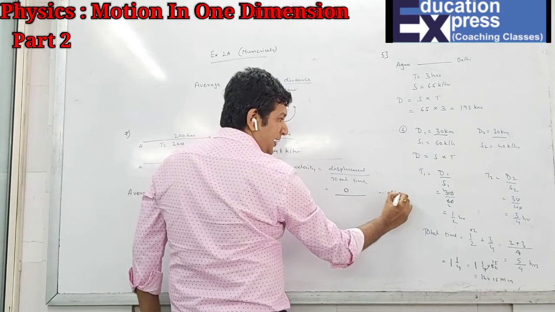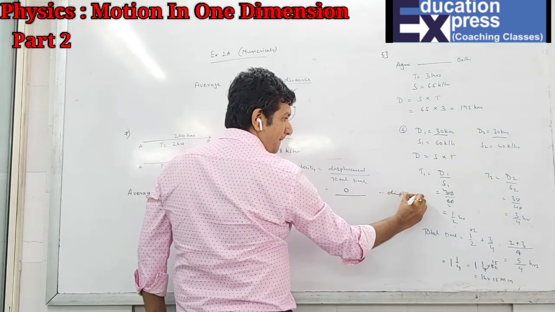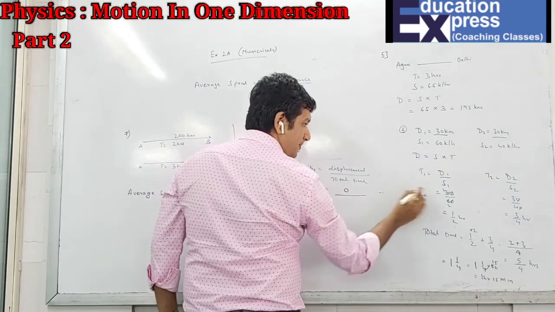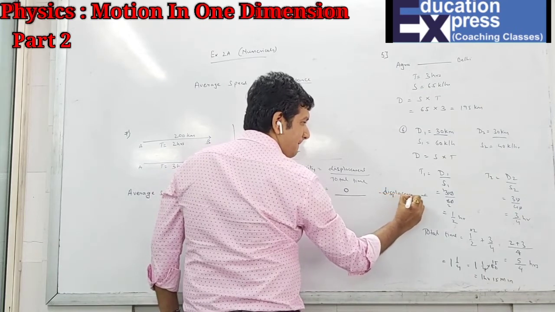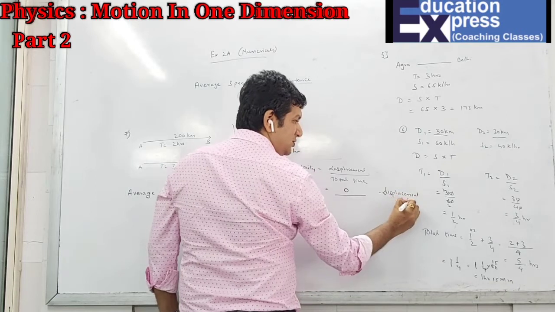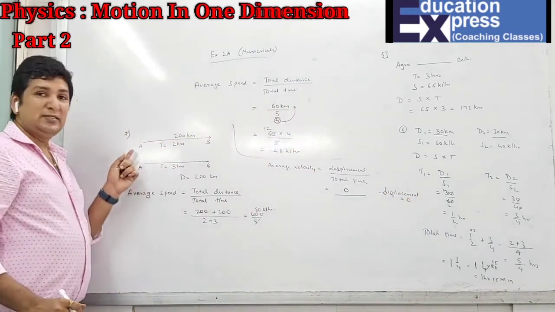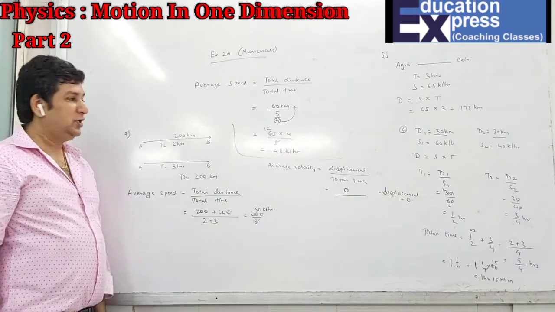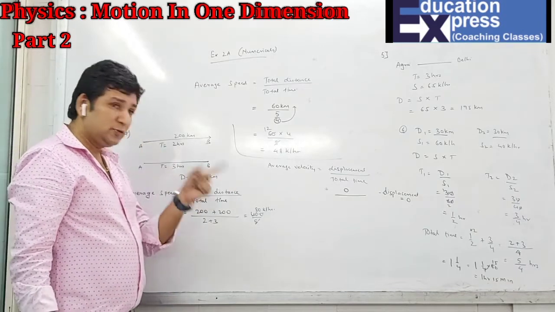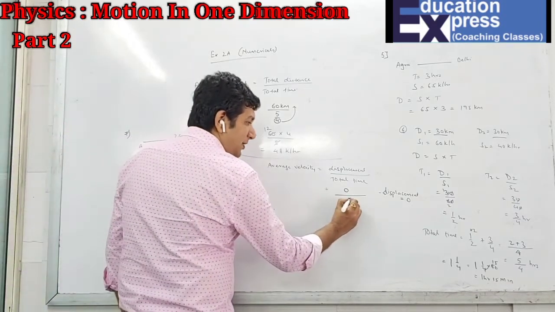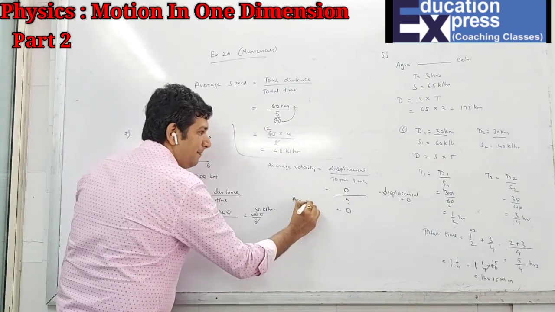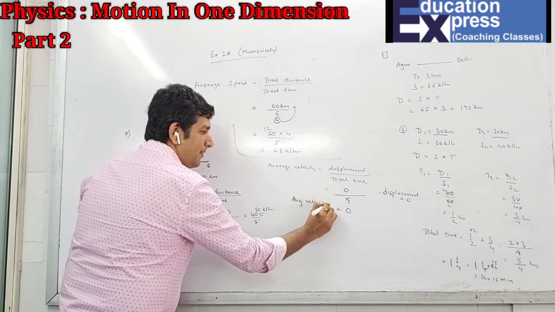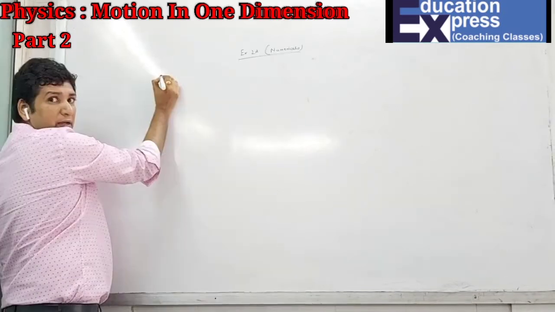I have taken the displacement equals to 0 because the body is coming back to its initial position. Hence your displacement is 0, total time is 5, but 0 upon anything is 0. So average velocity will be 0. Eighth sum.